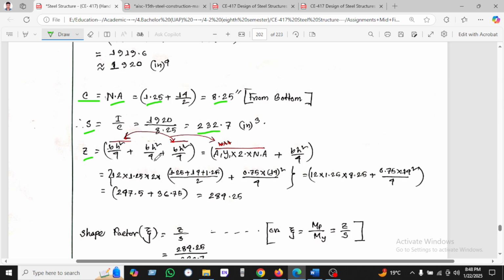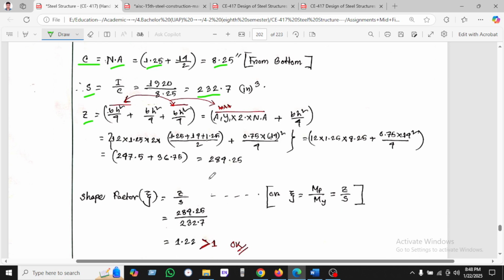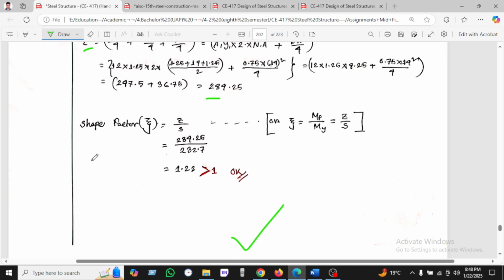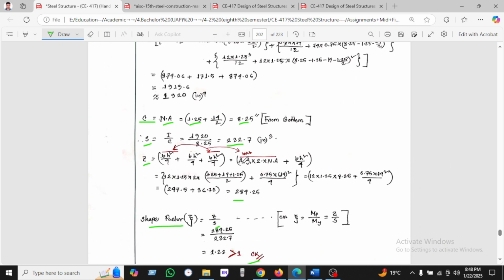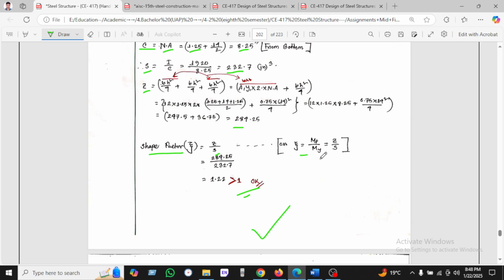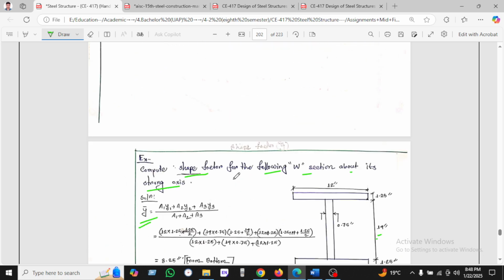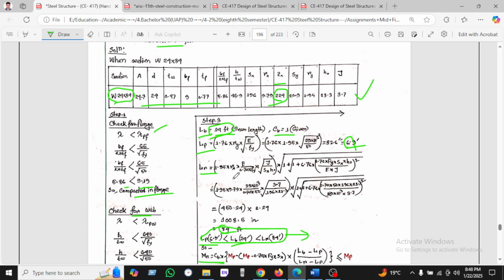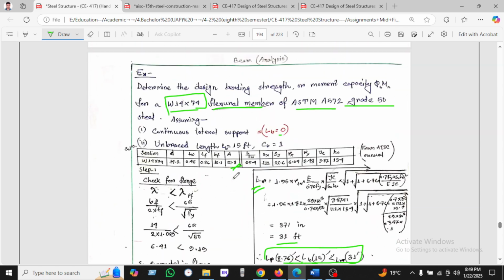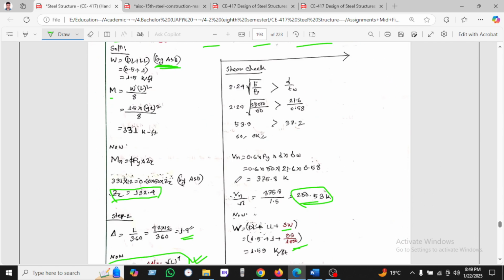And Z will be b squared divided by 4 into b squared plus b squared into 4 into b squared by 4. So b squared by 4 equals A1 y1 plus 2 into the neutral axis, and we found 284.25. And the shape factor, Z divided by S, we found 1.22, which is greater than 1, so it is okay. The shape factor must be greater than 1, or we can use the shape factor as Mp equals Ay or Z by S. If you have any question, let me know. I will try to explain again, or I will give the answer, or you can mail me also. Thank you everyone for your patience.